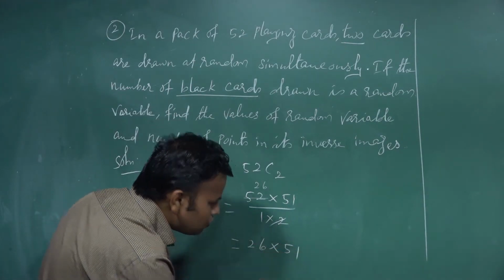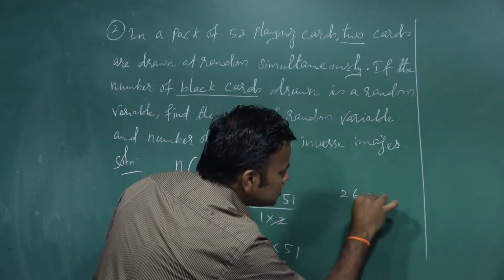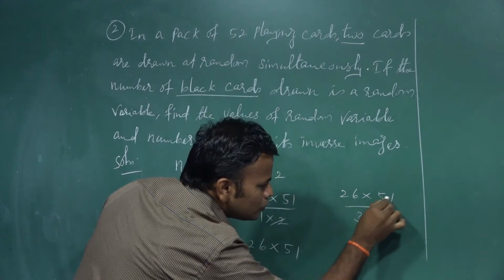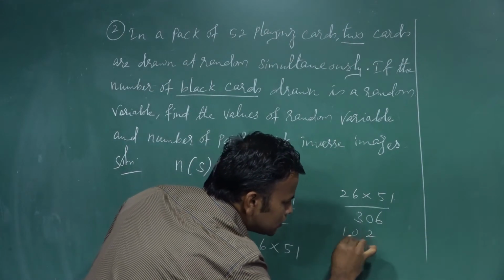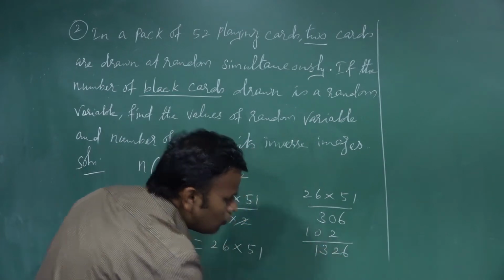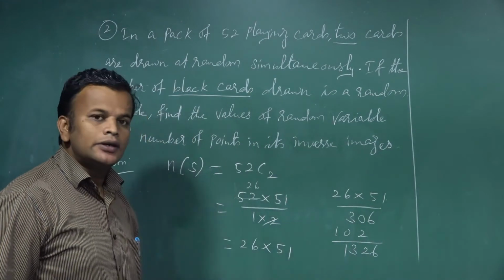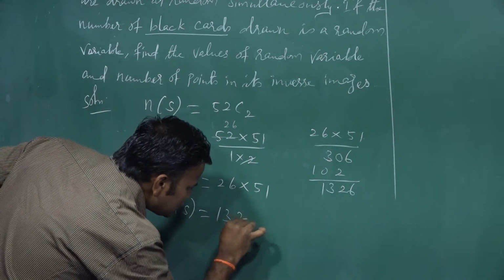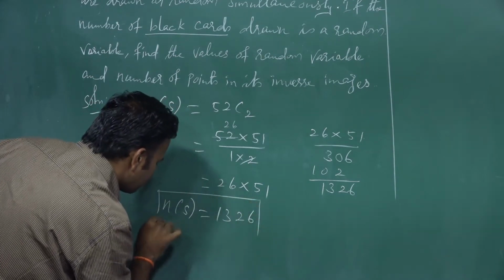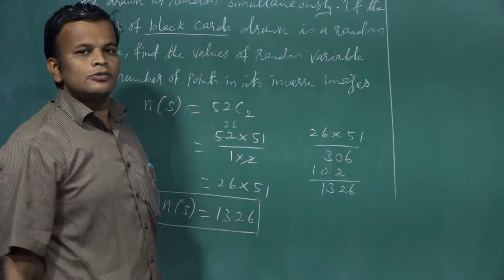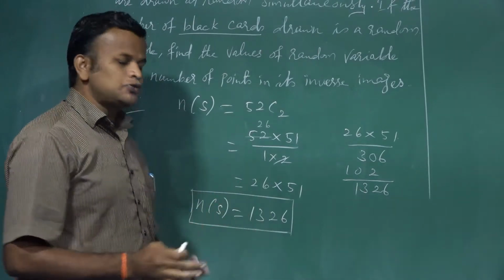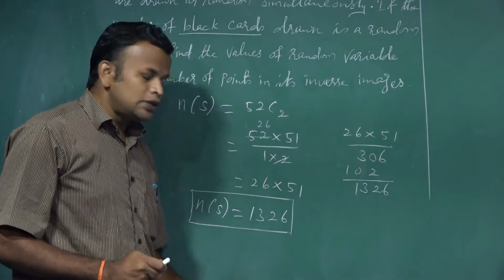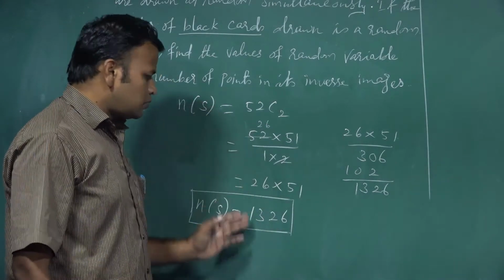So you multiply 26 into 51. 6 ones are 6, 6 fives are 30. 2 ones are 2, 2 fives are 10. So 6, 2, 3, 1. So 1326 is the value of n(S). In all probability sums, first it is important to find the sample space value. The total number of sample points should come exactly 1326. Okay, the sample space is over.